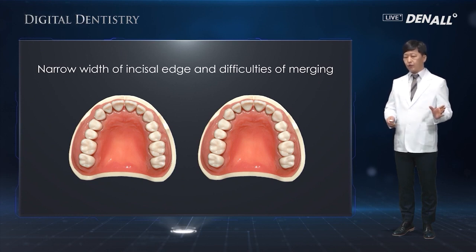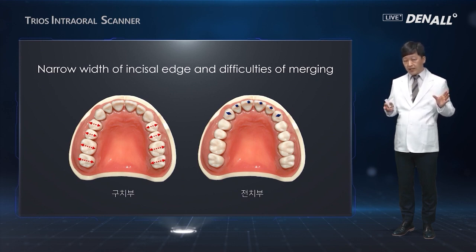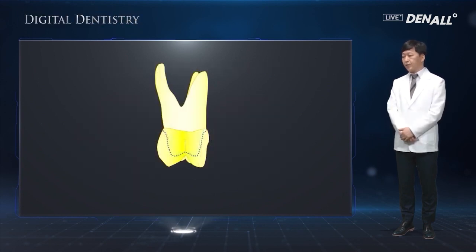Anatomically, posterior and anterior regions are different. In the posterior region, the occlusal table is quite wide, whereas the occlusal table in the anterior region is quite narrow. So when you do the scanning in the posterior region, a lot of areas are scanned at the same time, which is not the case for the anterior region.